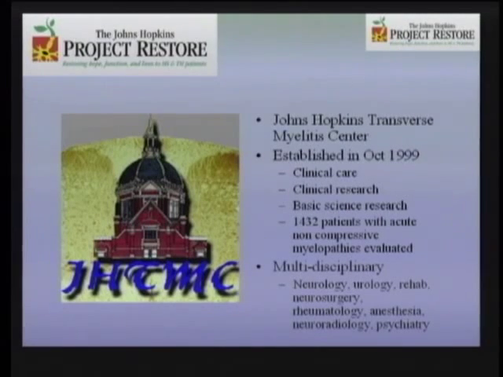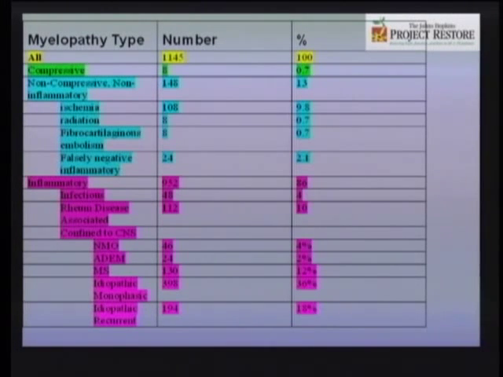Well, we've started to look at that, and we've got some answers to that. So we started the transverse myelitis program in 1999. We've now seen around 1,432 patients with an acute non-compressive myelopathy, and we've sorted them out into these various categories. We did this at one point, and we haven't kept up with it, but we've sorted them into all of these different bushel baskets, right?